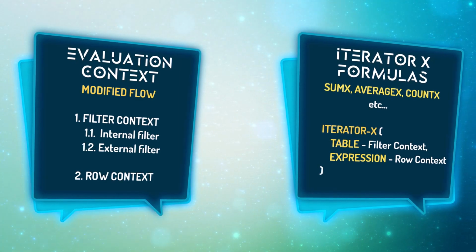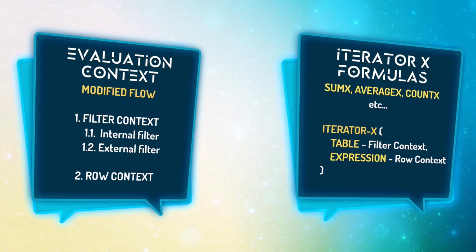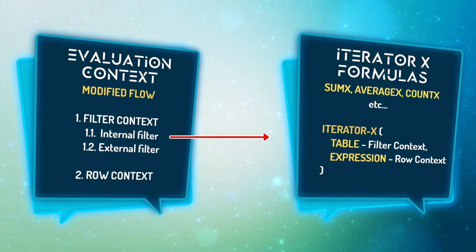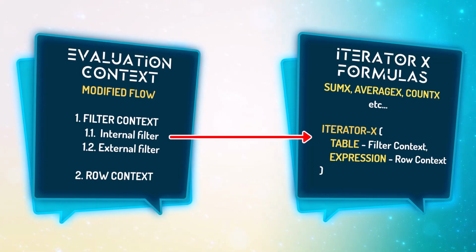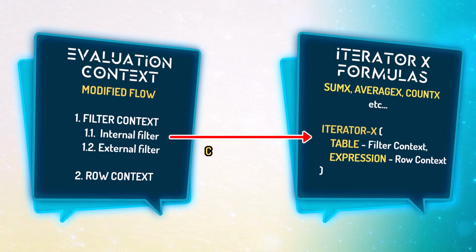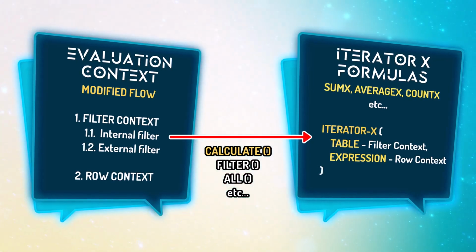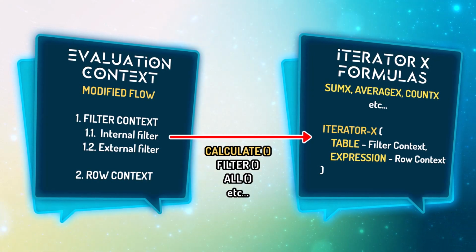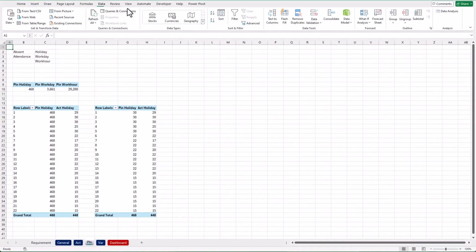Iterator X function is a special set of DAX formula that's capable of handling the creation or modification of new filter context and row context on its own inside the formulas. Iterator X in combination with other DAX functions can create powerful formulas that allow you to tailor your analysis precisely to your needs. Now we understand how evaluation contexts behave within a data model.